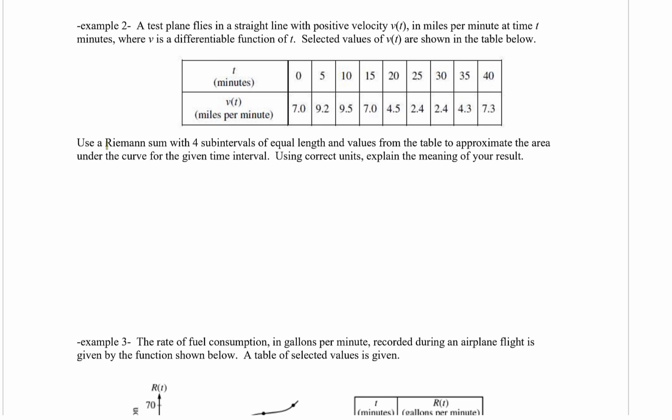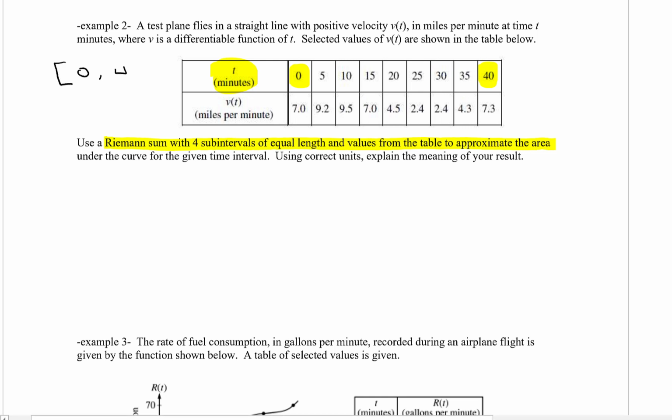So let's go ahead and highlight that part in yellow where it says Riemann sum with 4 subintervals of equal length and values from the table to approximate the area. I'm also going to highlight where it says t minutes in the table, because that's going to represent our independent variable, and that's important. And I will also be highlighting the smallest value under t and the largest value, which is 0 and 40. So that means our interval here is going from 0 to 40.